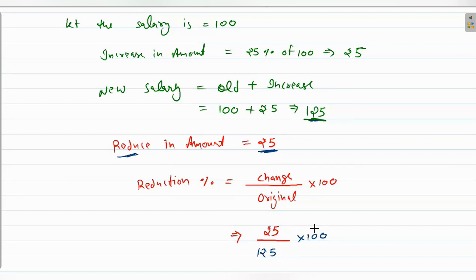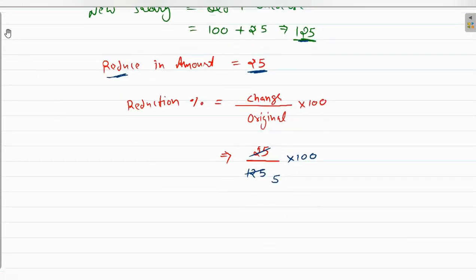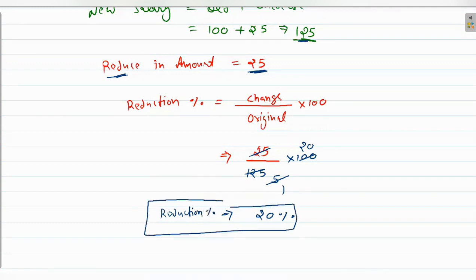So how much do you have if you cut it out? 25 will cut out the 125 at 5, so 1/5. Then 5 we can cut out at 20. So we got a 20% decrease, a reduction. The reduction percentage is 20%. But initially, what was the increase? The increase percentage was 25%. Yes or no?